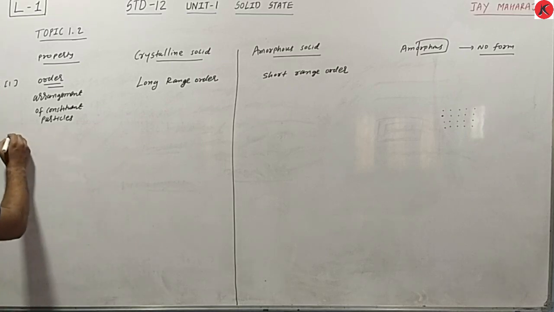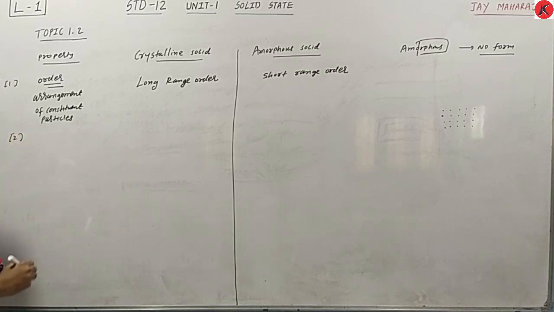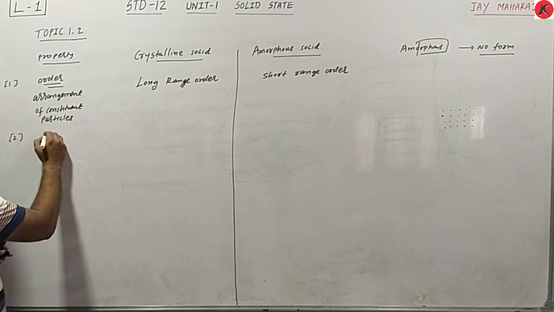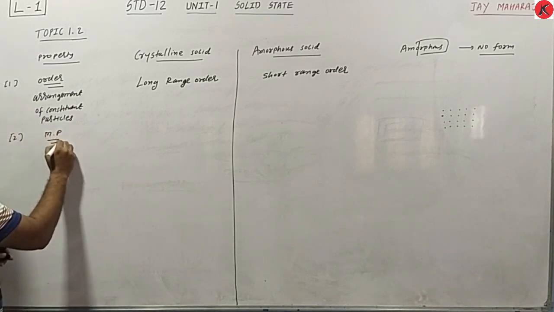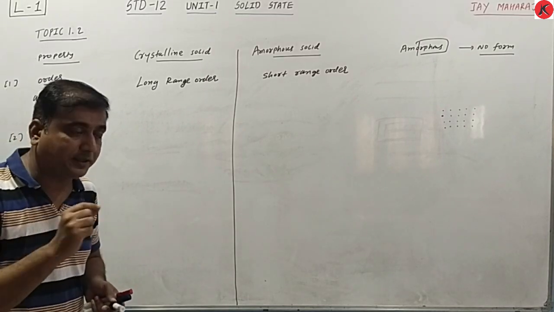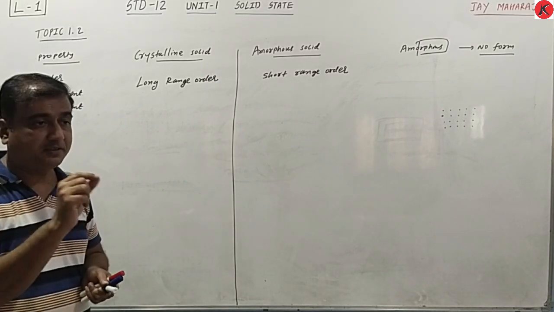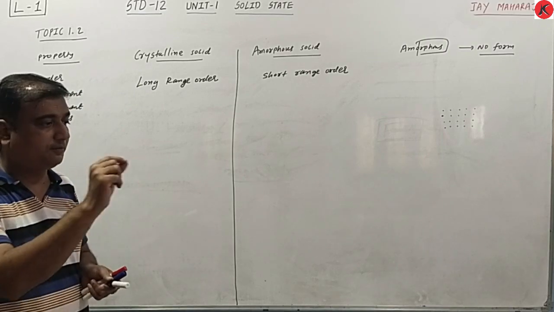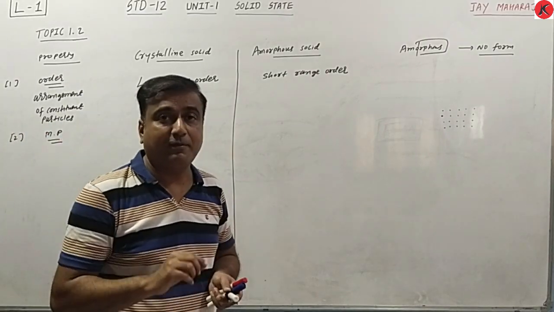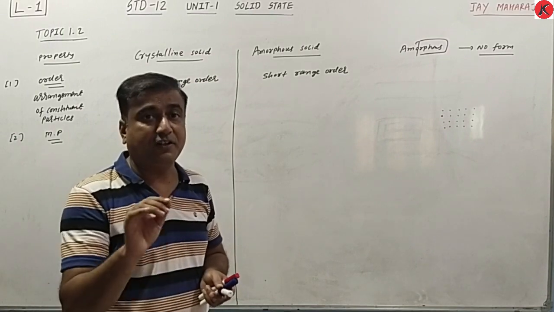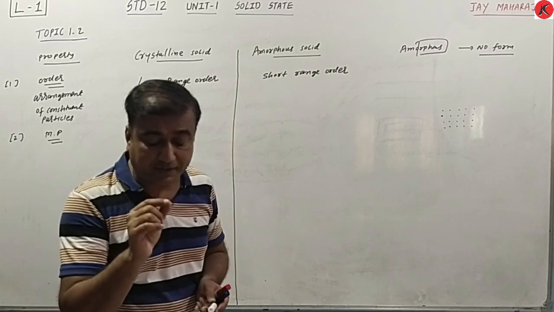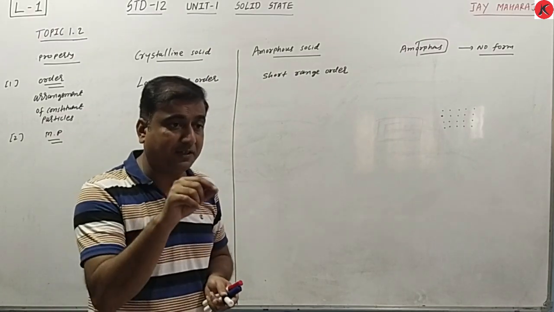Now second point, regarding the melting point. The crystalline solid has a fixed melting point. That means fixed temperature. It melts at the fixed temperature. Suppose substance A is crystalline, having melting point 500 Kelvin, 300 Kelvin. Fixed temperature, definite temperature, at this temperature it melts.